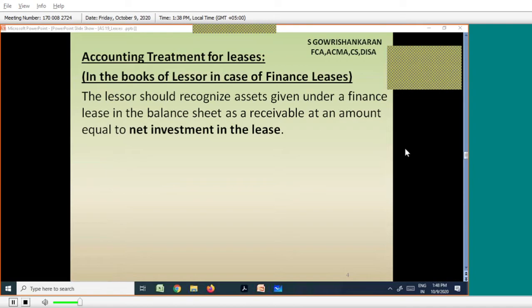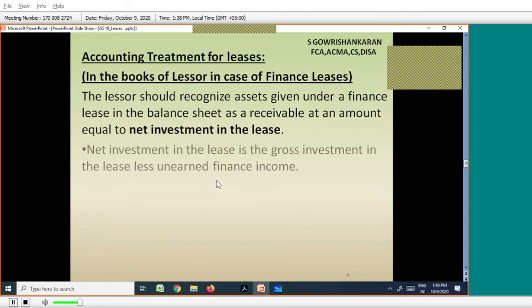So what is that net investment in the lease? The formula is given below. Net investment in the lease is the gross investment in the lease less, that is minus, unearned finance income. Net investment in lease equals gross investment minus unearned finance income.